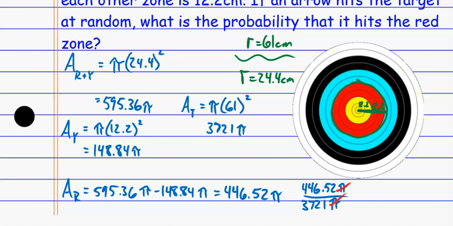Now all I have is 446.52 over 3721. If I do that as a fraction, that's going to give me 3 over 25. Just doing a little bit of calculator work. We could write this probability as 3 over 25, or as a decimal, 0.12, or as a percent, 12%. So that red section represents 12% of the whole target. The probability is 3 out of 25, or 12%. There's a 12% chance of hitting the red piece of the target if I hit the target at random.